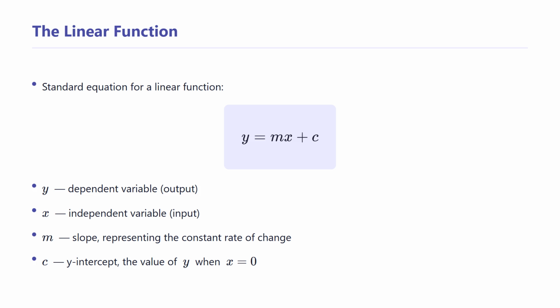If m increases, the line becomes steeper, meaning y changes faster. The symbol c is the y-intercept, which is where the line crosses the vertical axis when x is 0. If c increases, the entire line shifts upwards without changing its tilt.